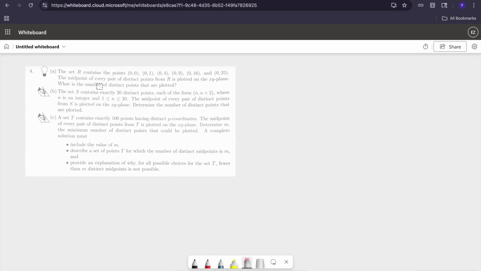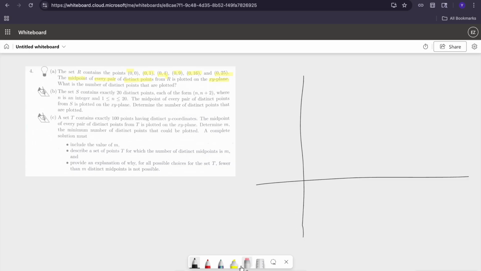Okay, the set R contains the points (0,0), (0,1), (0,4), (0,9), (0,16), and (0,25). And we're looking for the midpoint of every pair of distinct points from R, plotted on the xy plane. The question is, what is the number of distinct points that are plotted? First, we draw a graph to see what is going on here.